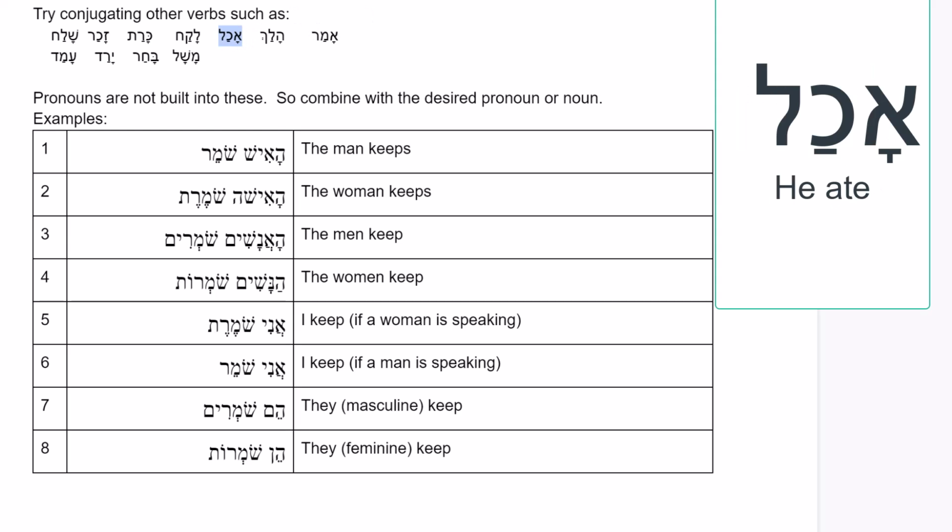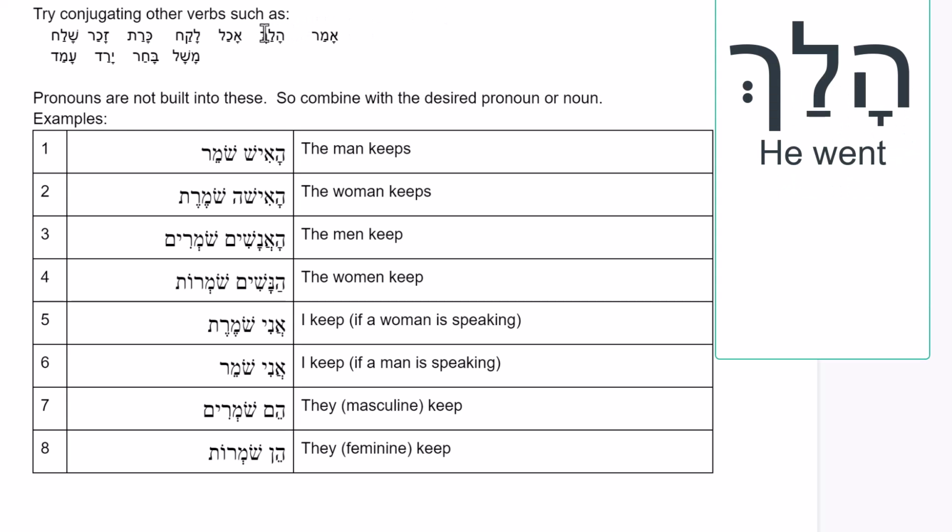Achal is he ate. This is much easier. So it's ochel, ochelet, ochlim, ochlot. Ochel, ochelet, ochlim, ochlot.